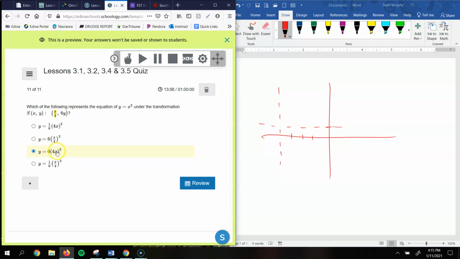So that tells me that this one here, 6 times 4x quantity squared, would result in a graph being 1/4 the size horizontally and 6 times the size vertically, when compared to the equation y equals x squared. So that would be how we do that final problem.